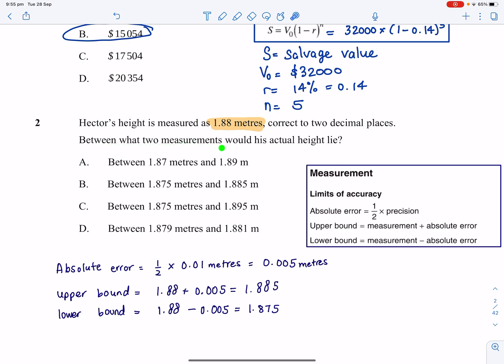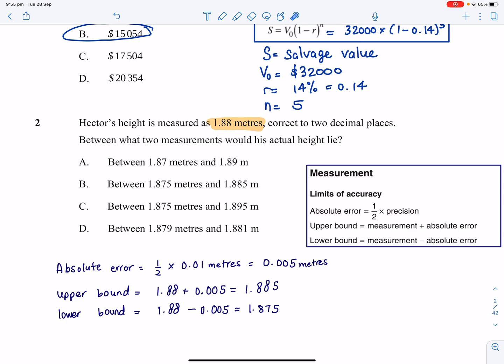And what would those two measurements be? So if this is what we measured, what would be the two measurements, the lower bound and the upper bound, that we could confidently say that Hector's height fits between? So for the upper bound, we take the measurement and we add something called the absolute error. And for the lower bound, we take our measurement and we subtract something called the absolute error.